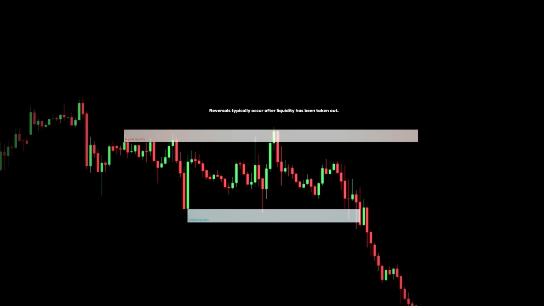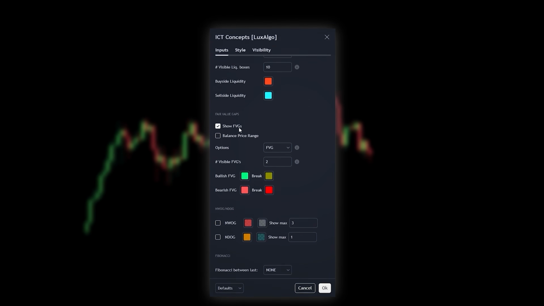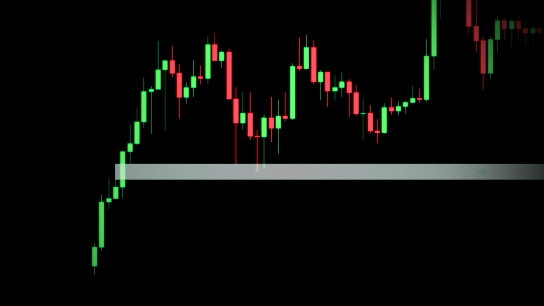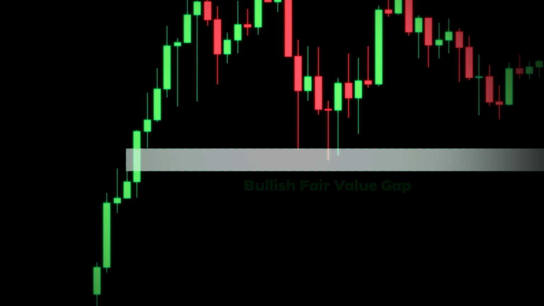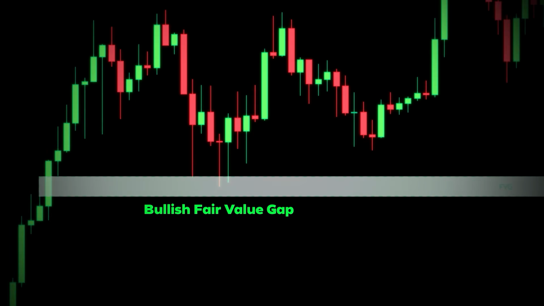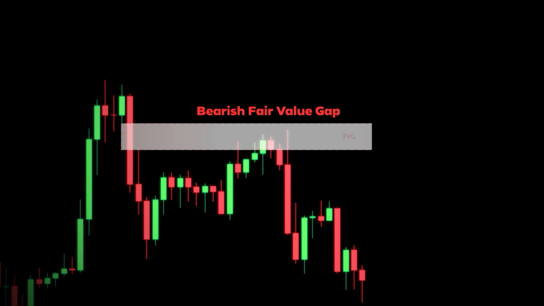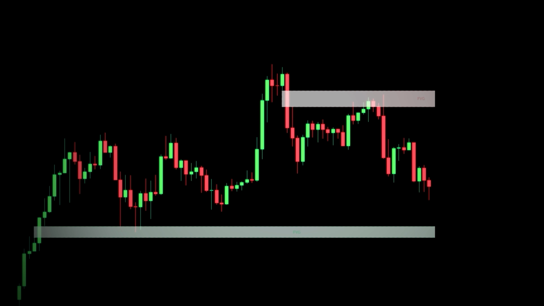The next major part of this indicator is fair value gaps. These are the imbalances on the chart that are made up of three candlesticks. A bullish fair value gap, you can see here, is marked as a green box, and a bearish fair value gap is marked as a red box. Price typically tends to gravitate towards them, and they function in trading as successful support or resistance.